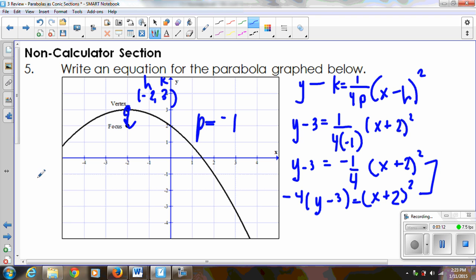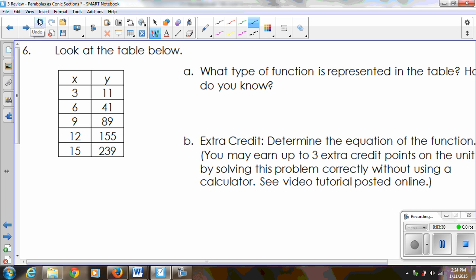Okay, and remember, if the graph were going side to side, it would be of the form x minus h is equal to 1 over 4p times y minus k, the quantity squared. So remember, h always goes with x and k always goes with y. All right. In the next problem, you're given a table of values.